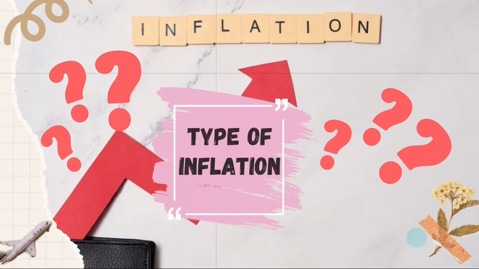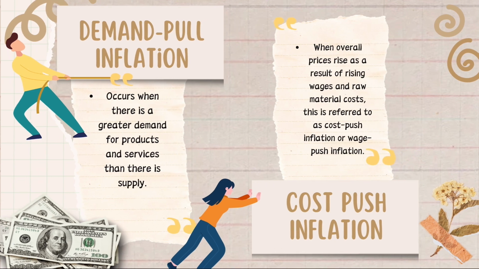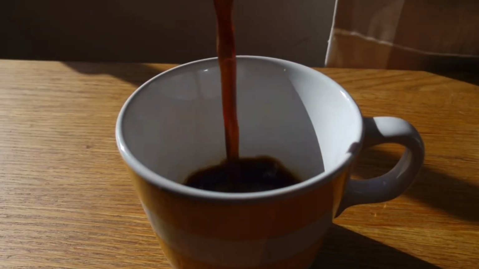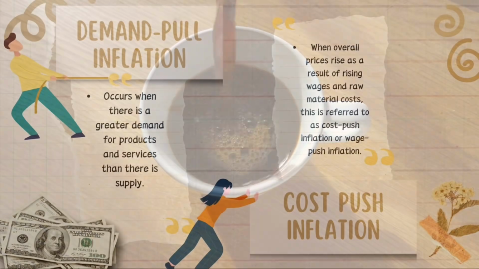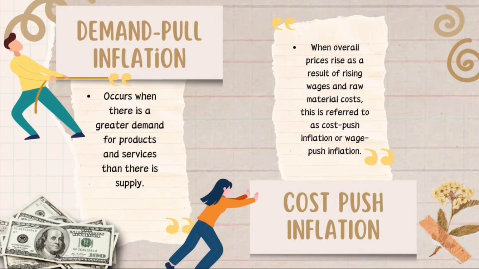Moving on to types of inflation. Demand pull inflation. This happens when there is too much demand for something but not enough supply. For example, if many students need dorm rooms but there aren't enough available, landlords can increase the rent because students are competing to get a room. Second, cost push inflation. This occurs when the cost to produce or deliver something goes up. For instance, if coffee beans or printing paper becomes more expensive, the campus cafe might charge more for coffee and the printing shop could raise the cost of printing assignments.